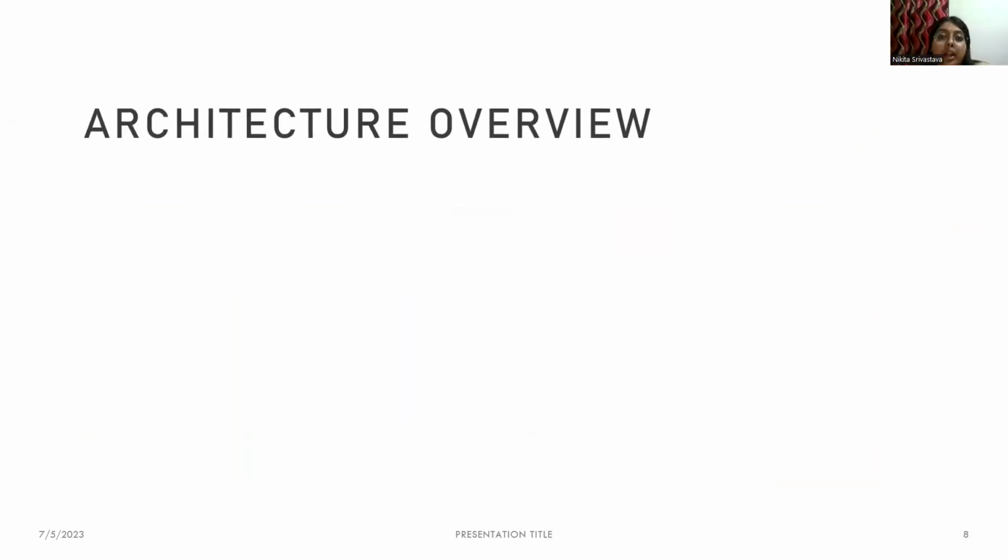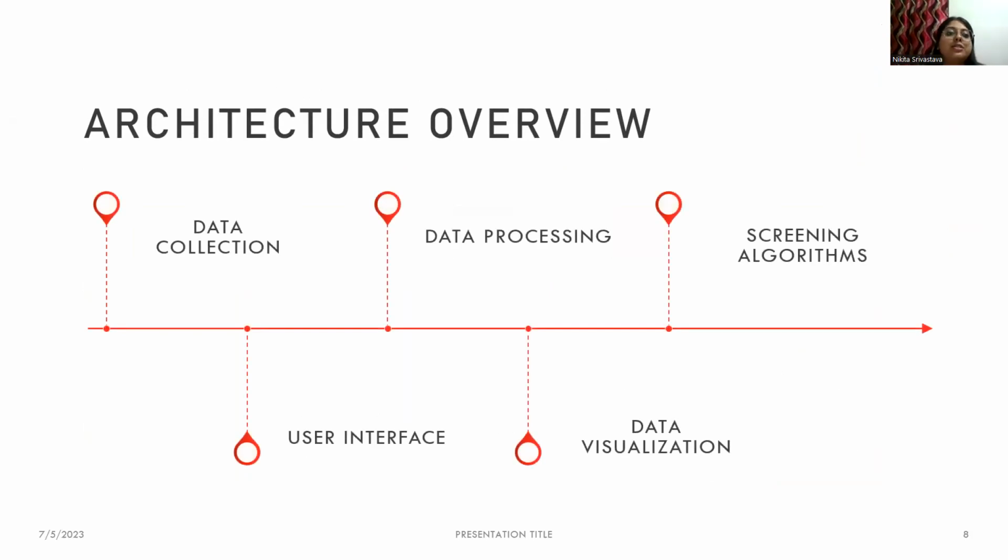So coming towards the architectural overview of this project, we first have data collection. In data collection, the application retrieves the stock data from various sources such as API or web scraping. Now comes the data processing part. In data processing, the retrieved data is cleaned, transformed, and then prepared for analysis. Then comes the screening algorithm part. We apply the criteria used to filter stocks based on user-defined parameters.